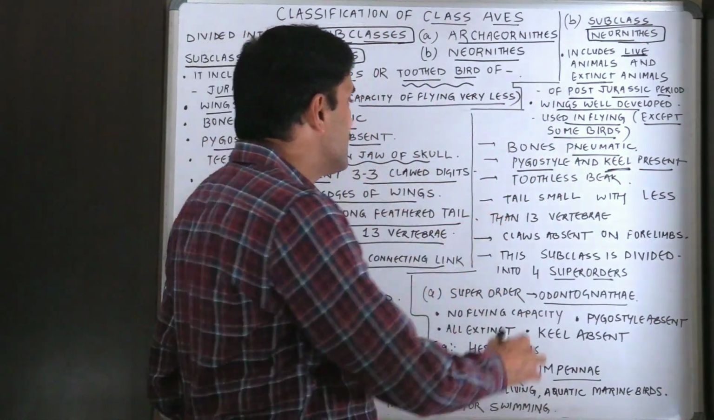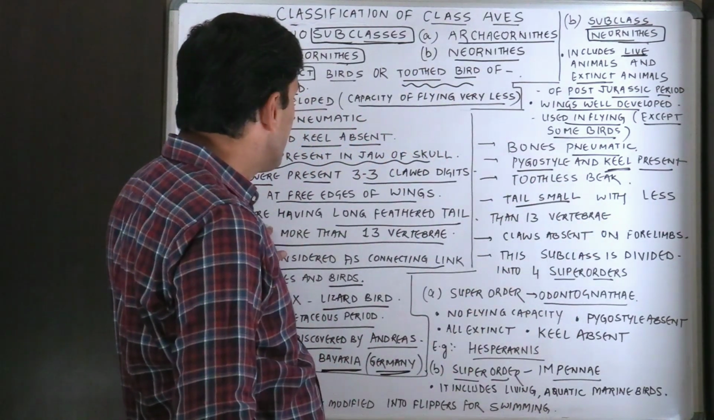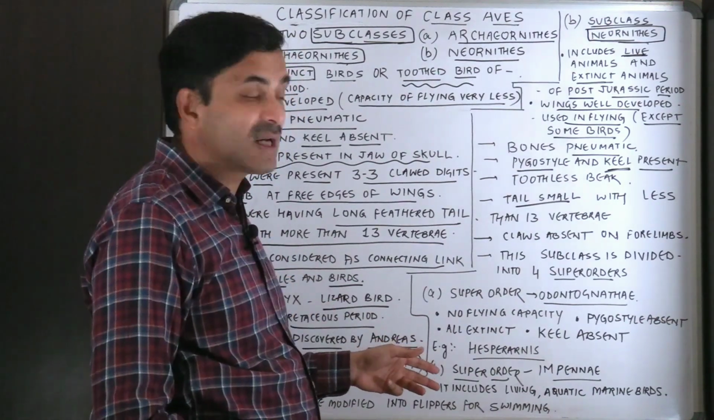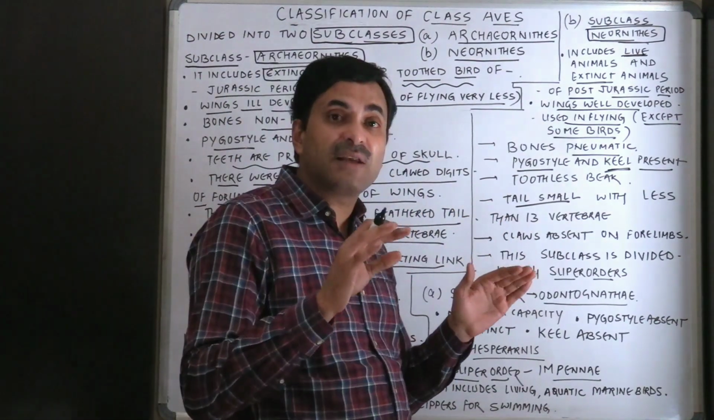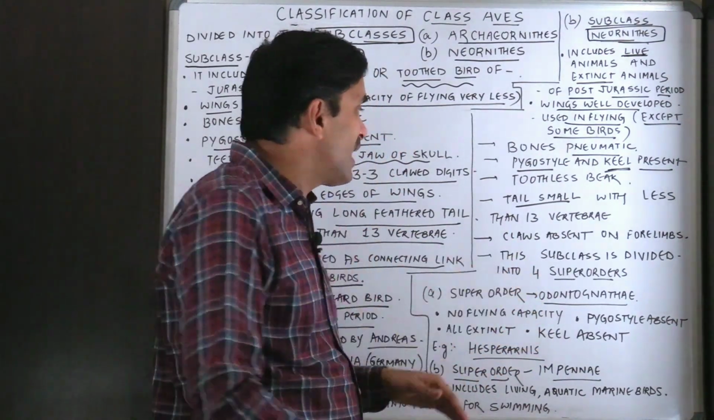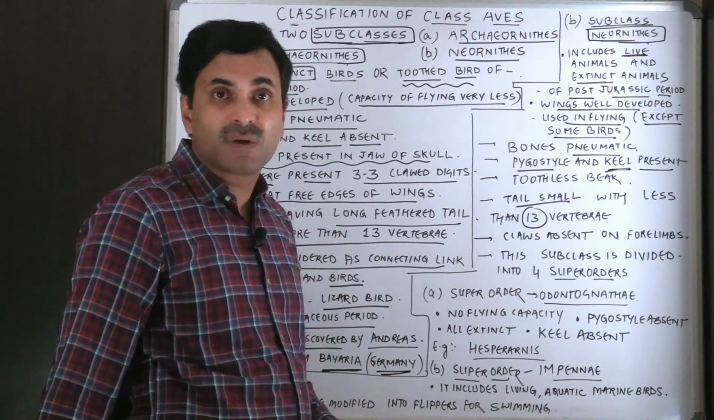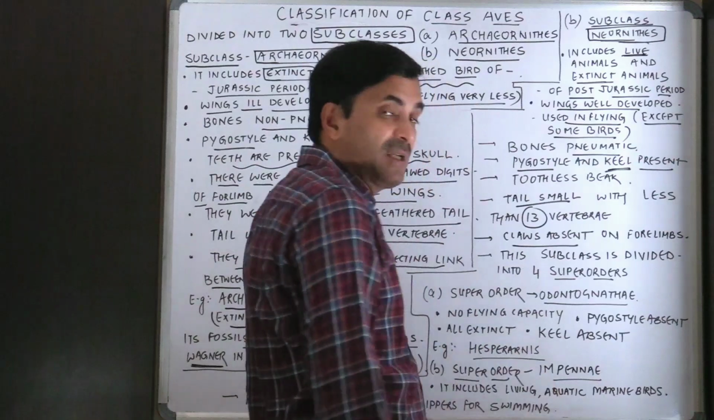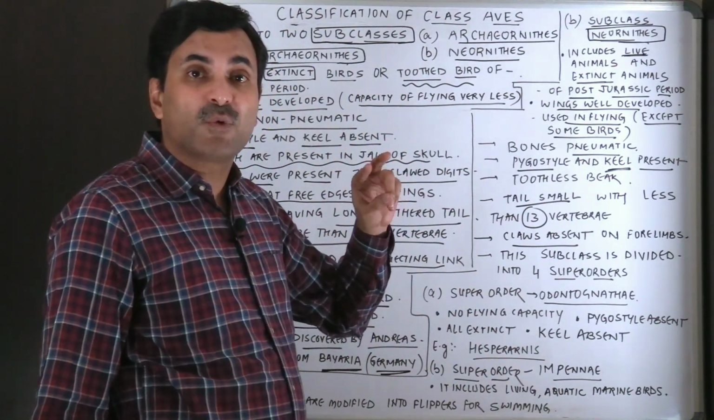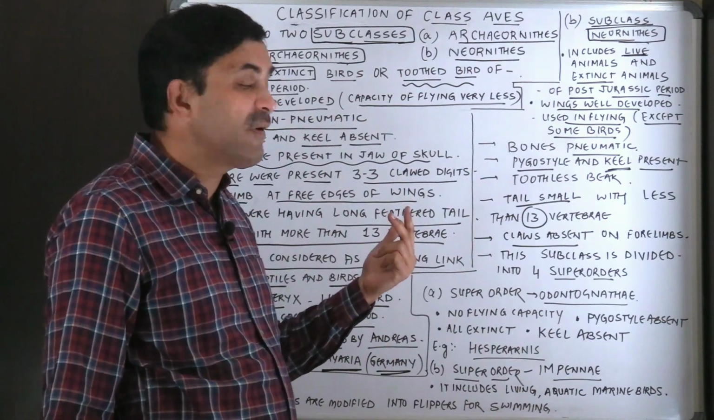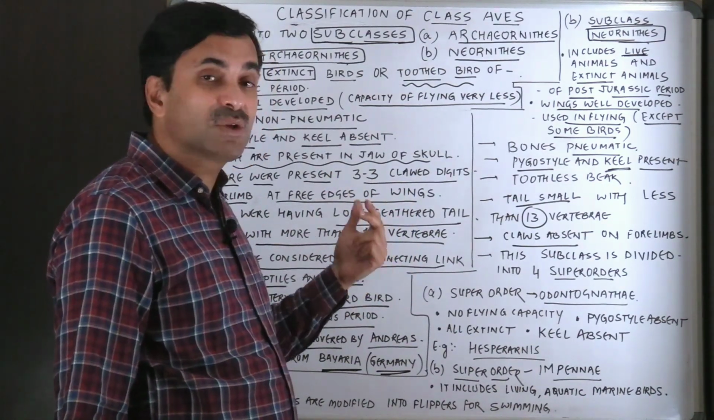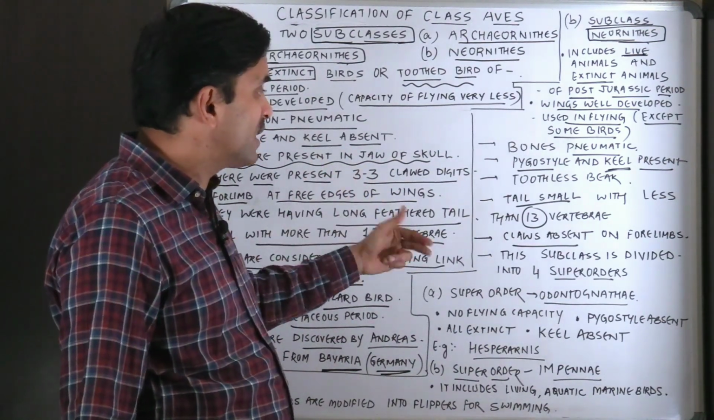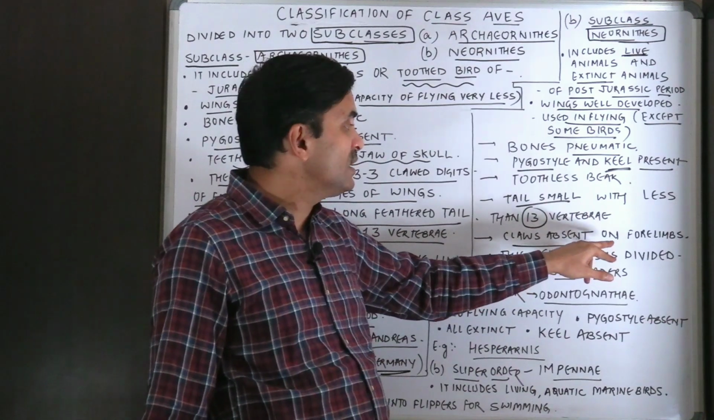Now tail is small. Here I have told you that the tail was very long, a feathered tail was present, and that's why it was called the lizard bird. But here you can see that the tail is a little bit small, and it is having fewer than 13 vertebrae. And claws were absent. Here you have seen that when the forelimbs have modified into wings, still three clawed digits were present at the free edges of the wings, but here the claws were absent on the forelimbs.